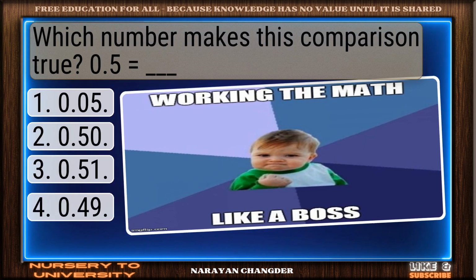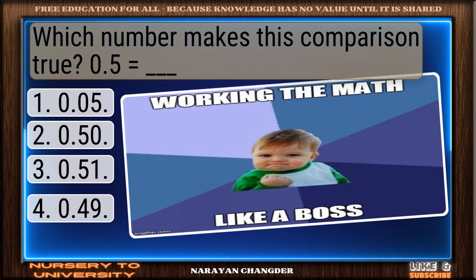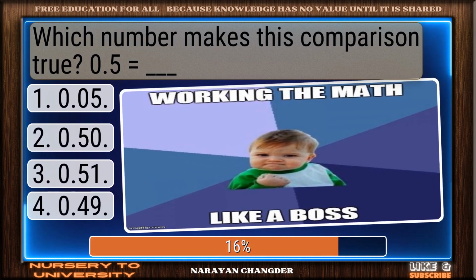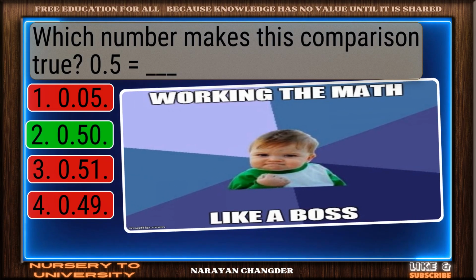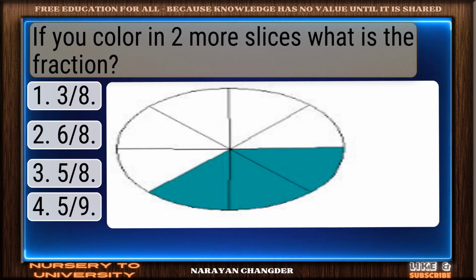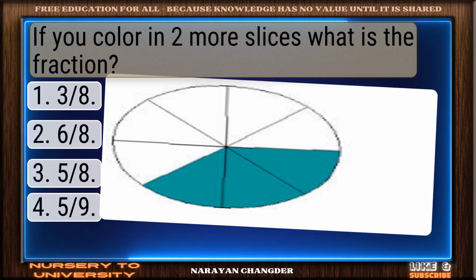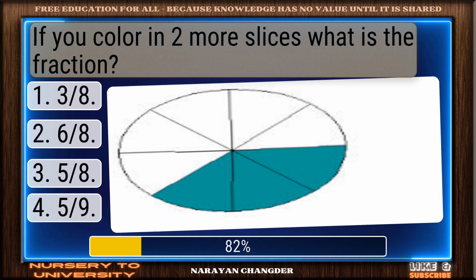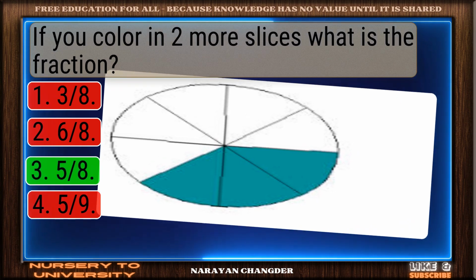Question number 10. Which number makes this comparison true? 0.5 is equal to dash. Strong choice. 0.50 is the right answer. Question number 11. If you color in 2 more slices, what is the fraction? You're right. 5/8 is the correct answer.